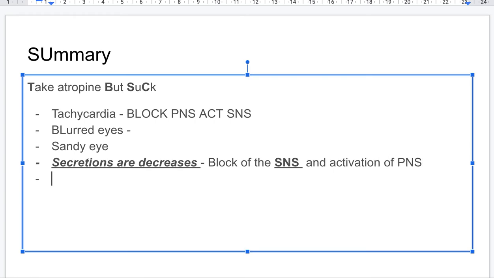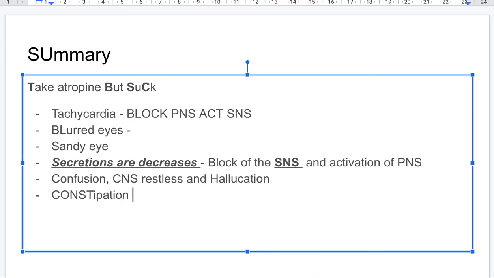And activation of parasympathetic nervous system. The next one is going to be C, confusion. Again, not really much to say here, you just have to learn this. CNS restlessness, and also hallucinations. This basically means any sort of envisionment without a stimulation. The next one is going to be constipation. Why do we have constipation? Well, constipation is there because we're going to be blocking the PNS, and PNS causes peristalsis, and it will lead to SNS. SNS causes relaxation of the GIT, which will be the manifestation.